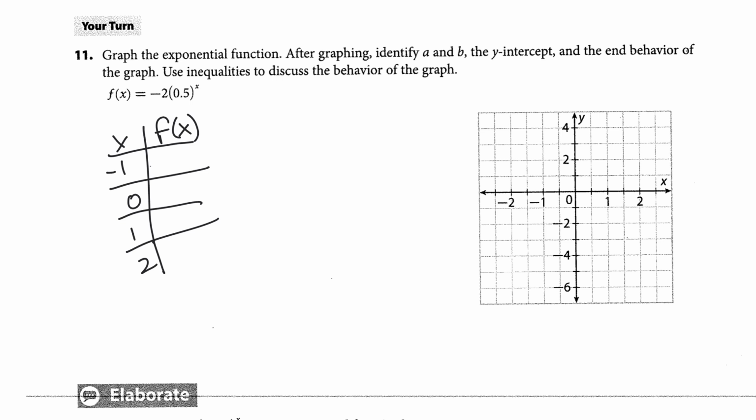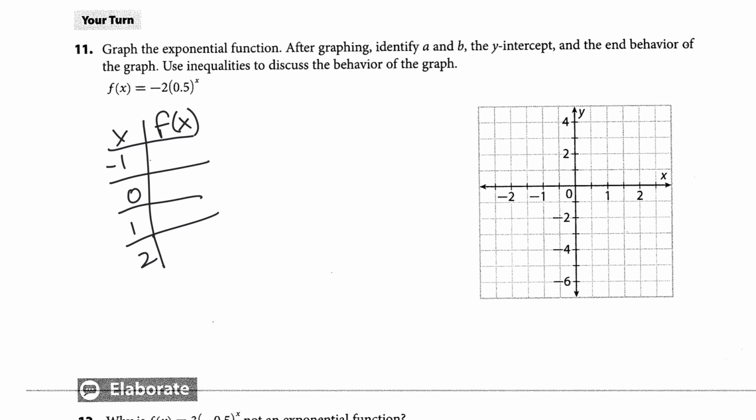For number 11, graph the exponential function. After graphing, identify a and b, the y-intercepts, and the end behavior of the graph. Use inequalities to discuss the end behavior. So I'm going to start out with -1. That would turn 0.5 into 2 because it would flip it over. 1/2 flipped over is 2. -2 times 2 is -4. Anything to the 0 power is 1, so -2 times 1 is just -2.